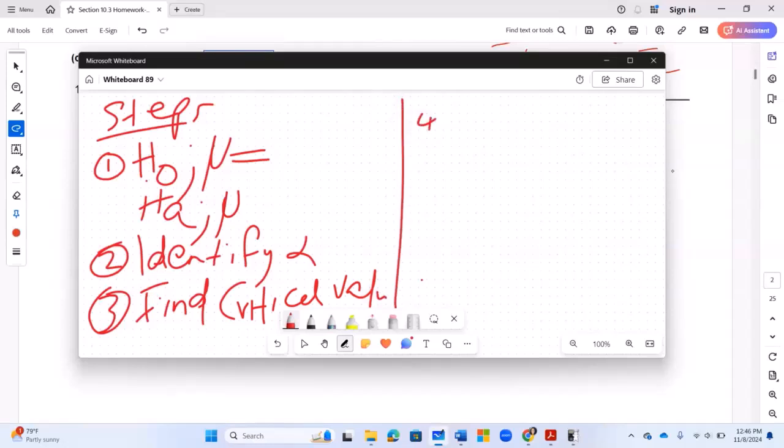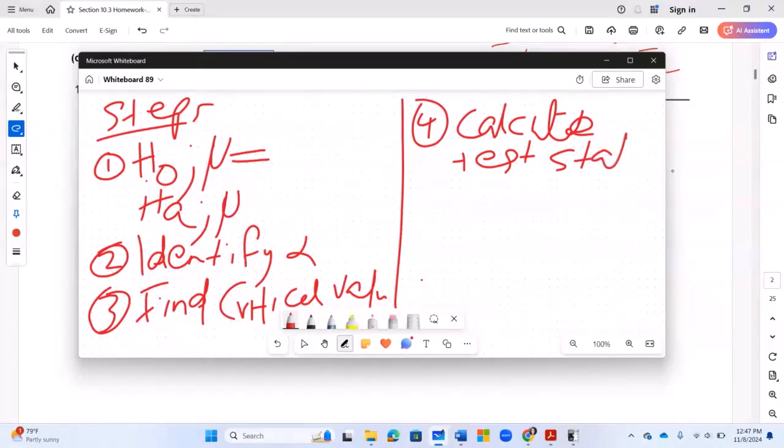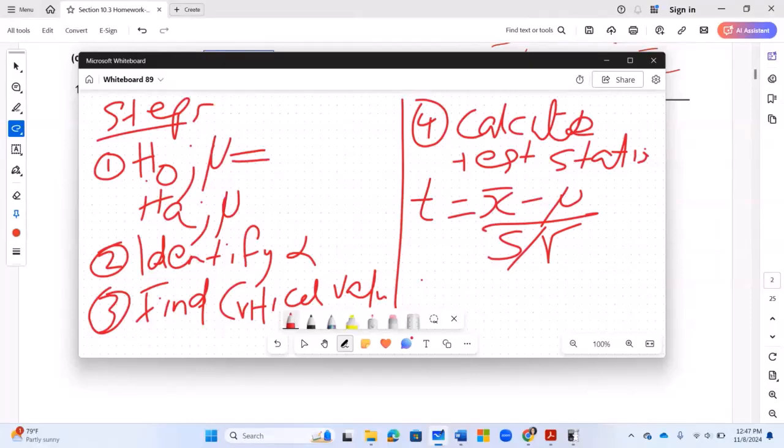Step 4, use the critical value to calculate the test statistic. We need to remember that it is going to be t equal to x bar minus mean over standard error for t. Because in the test statistic for t, we already know that the population standard deviation is not given to us, it's unknown. And so the test statistic has this formula.